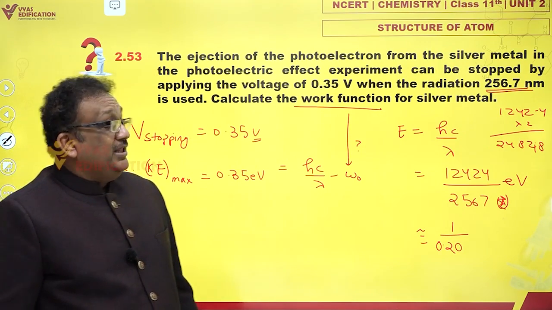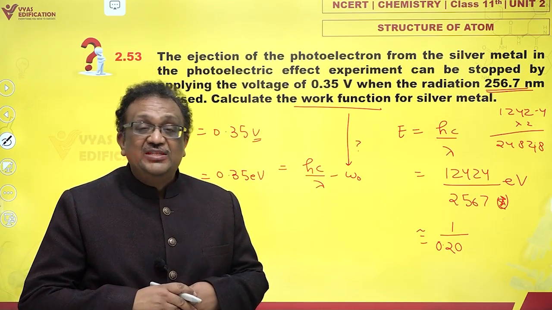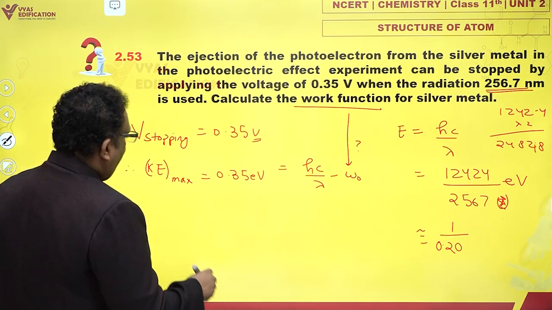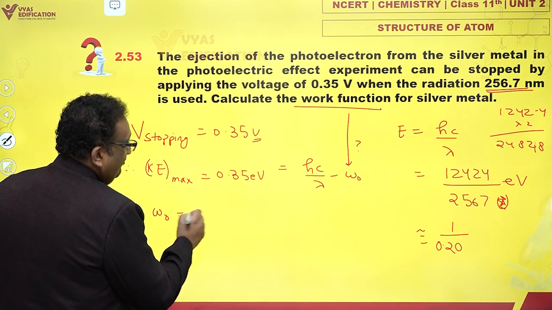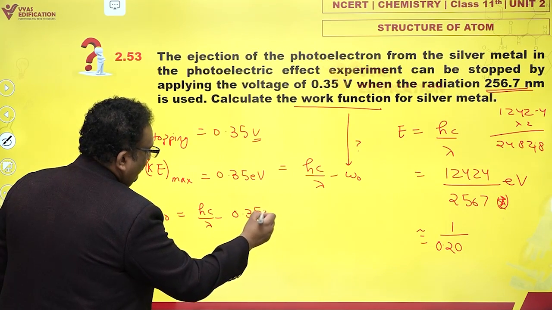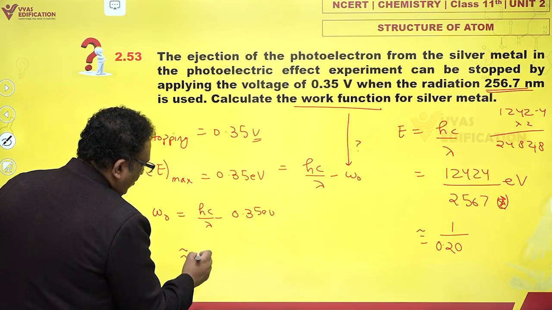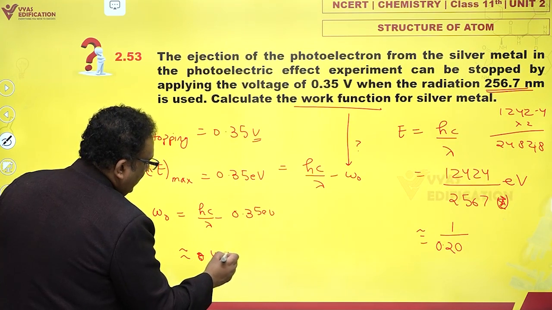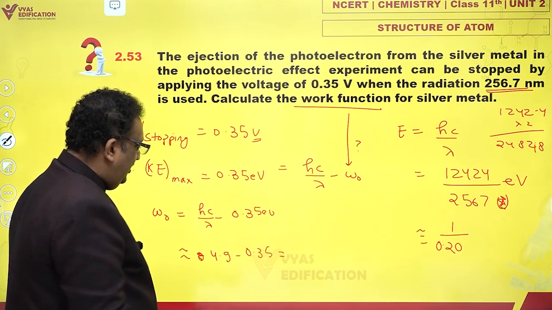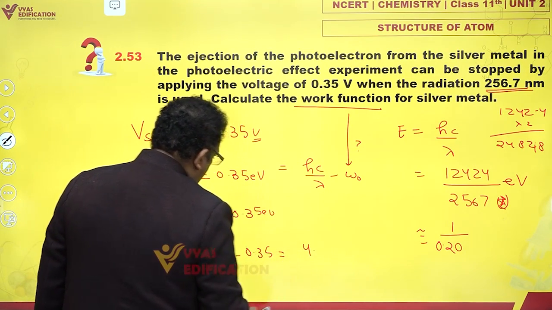That would be the energy of incident photon. What about the work function? Work function W naught will be hc by lambda minus 0.35 electron volts. This is around 4.9 minus 0.35. How much does that come out to be? Oh, that's pretty huge.